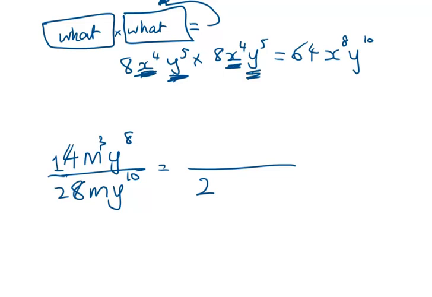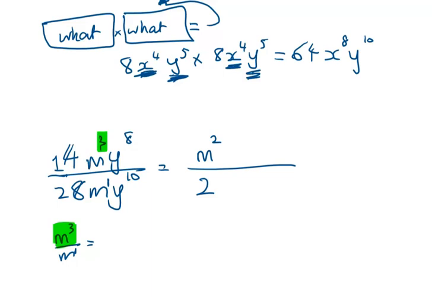Now let's look at the m's. M to the power of 3 over m. So there's a 3 here. There's an invisible power of 1 here. If I've got m cubed over m, the m's are heaviest up the top. So all I have to do here is subtract the powers, and I get m squared sitting up here.